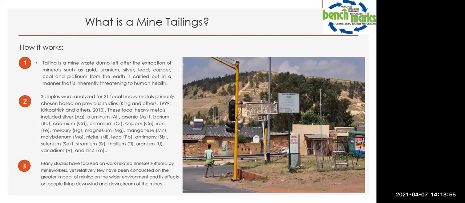So these focal heavy metals included silver, aluminium, arsenic, barium, cadmium, chromium, copper, iron, mercury, magnesium. So there are all sorts of heavy metals that you find in these tailings. And sometimes with these tailings, if you look at them on the side, you might see different colors, like the brownish color being copper, the orange color being uranium. You can see the arsenic, you can see all sorts of colors.